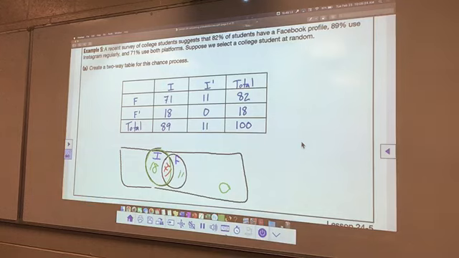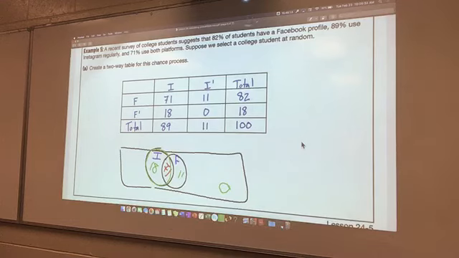Okay. So what's the probability of a Facebook user? 82%. So my total Facebook is 82, so 82 over 100, and we know that's 0.82. I'm leaving this up here so you don't have to keep flipping. What's the probability of Instagram? My total Instagram is 89, so 89 out of 100, so 0.89.